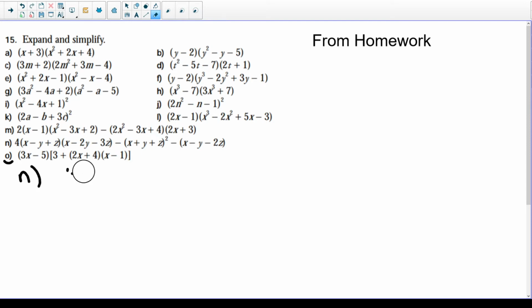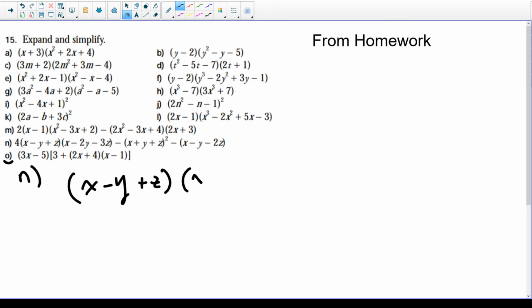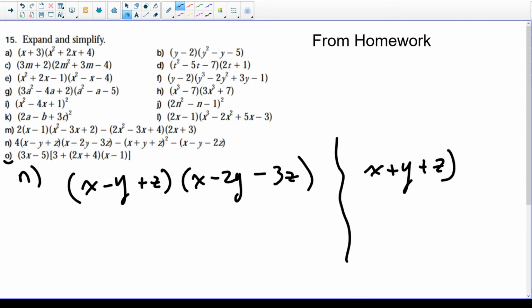So what I'm going to do for N, if you don't mind, I'm going to do it in three separate steps. Okay, I'm going to deal with just the multiplication of (x minus y plus z) times (x minus 2y minus 3z). And then separately, I'm going to do the (x plus y plus z) squared. And then we'll bring it all together into the final answer, okay?